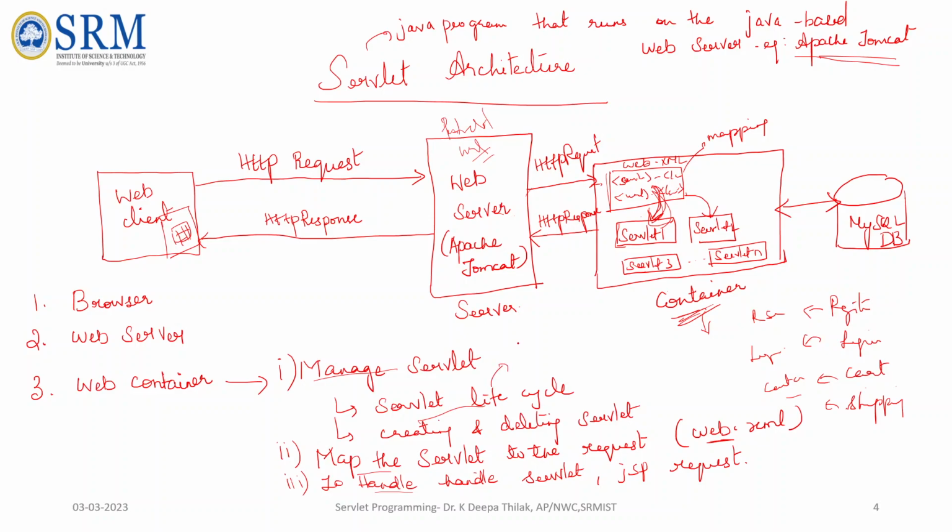The lifecycle has three methods. One is initiate the servlet. If the servlet is not initiated, we need to initiate it. Then service, do the process: whatever logic we have written should be executed. After that, stop or exit the servlet. This servlet lifecycle is also handled by the container. And this web.xml is also one functionality. Creating and removing is also one functionality.